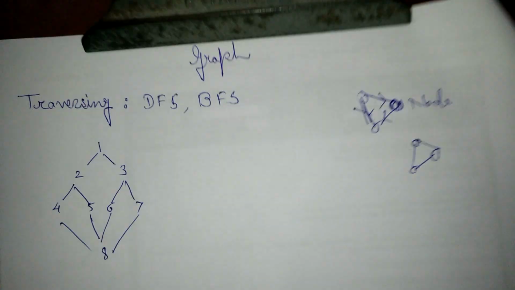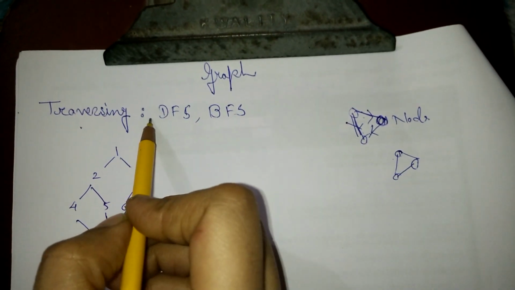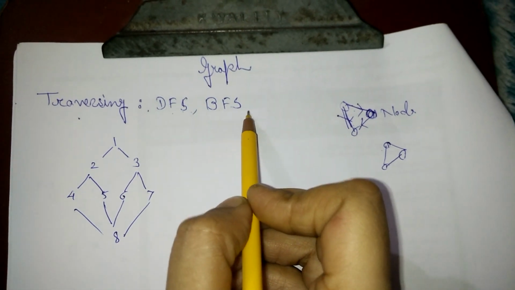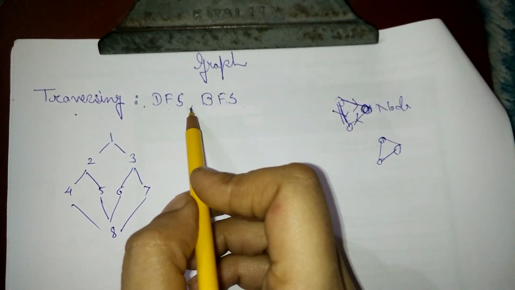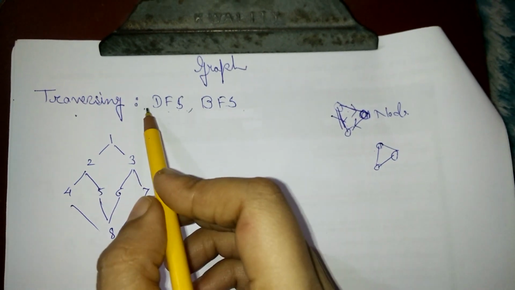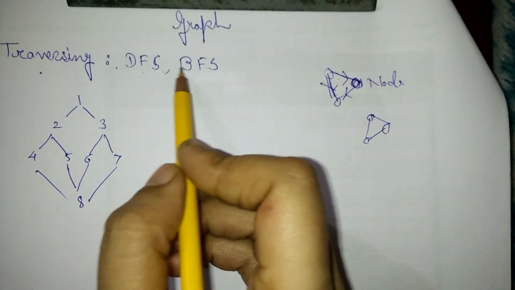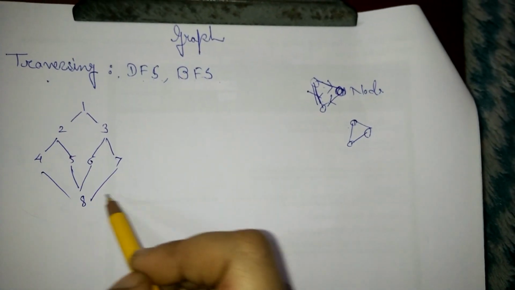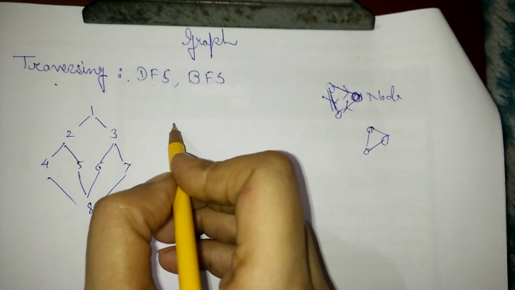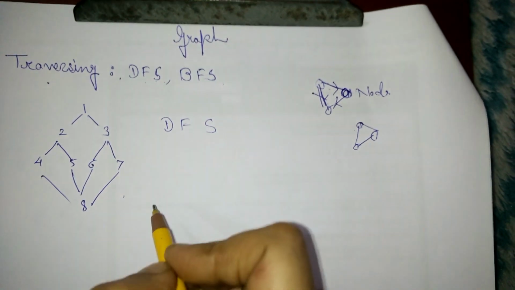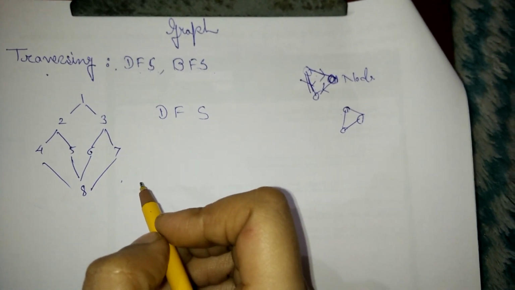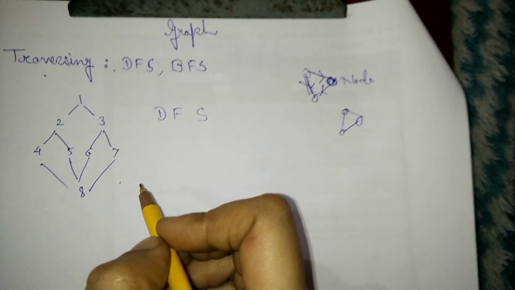Now, in graph, we have two traversing techniques, depth first search and breadth first search. Now we have to see the working of both of these, as GATE questions can be asked on DFS and BFS. So let us consider this graph. I have considered this graph, and on this I am going to apply first DFS and then breadth first search. Before that, we have to see what the characteristics of depth first search and breadth first search are.